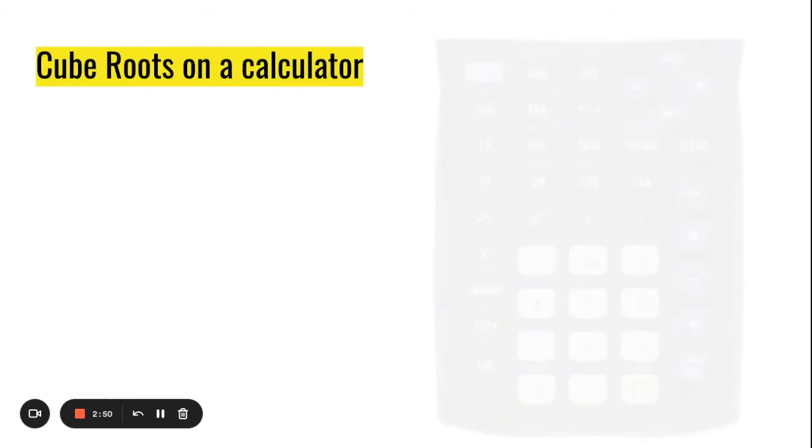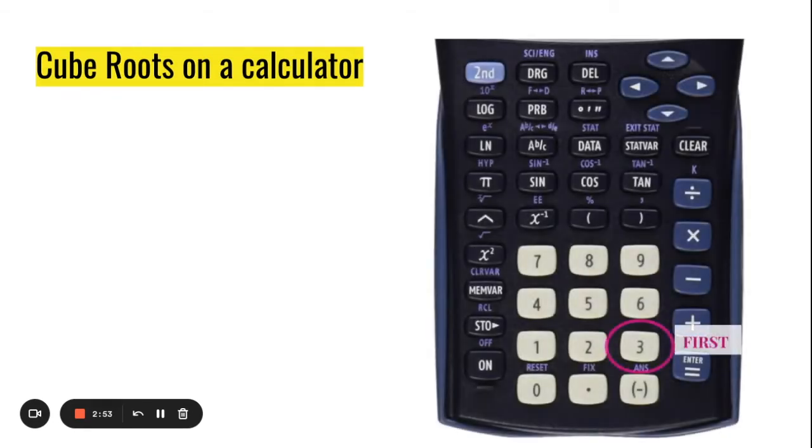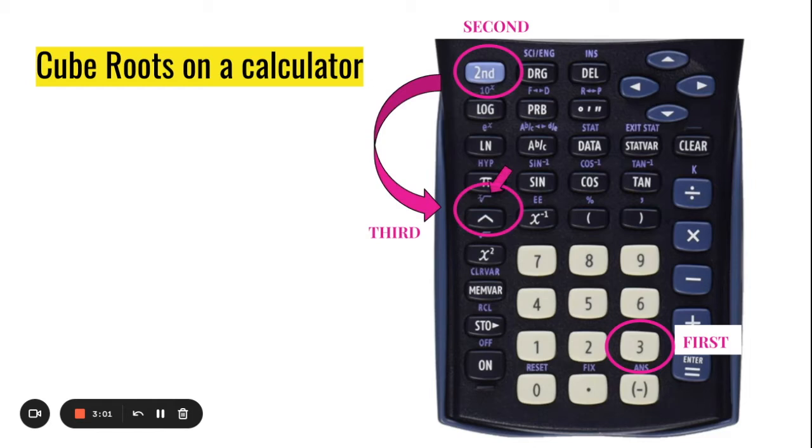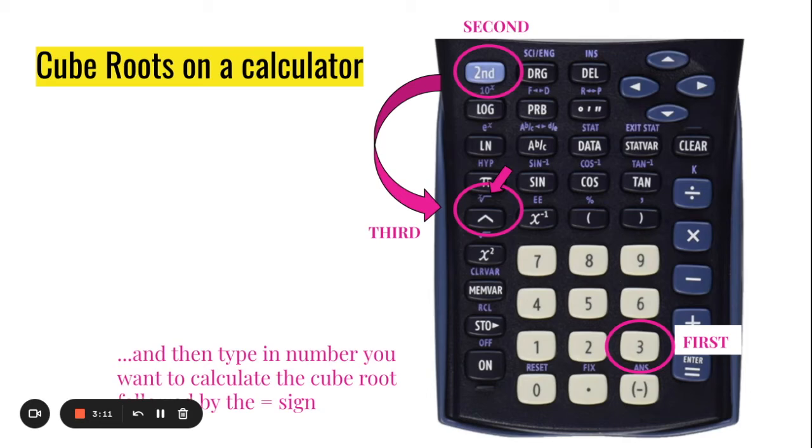And to calculate a cube root on a calculator, you start by entering in the 3 first, since it's a cube root, followed by the second button. And this time you're going to hit the button above the square root, because you'll notice this radical sign has a little x with it. So that's telling your calculator that you want it to be the cube root. And then type in the number you want to calculate the cube root of, followed by the equal sign.